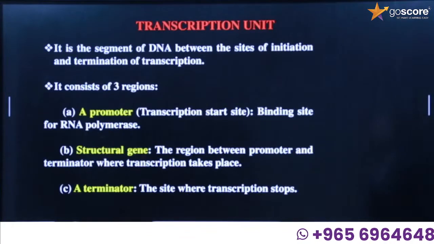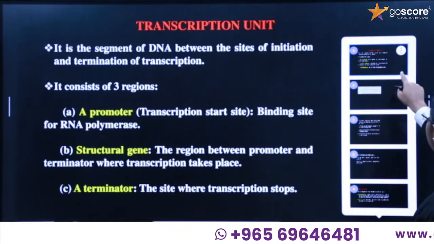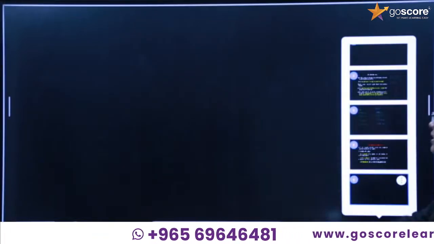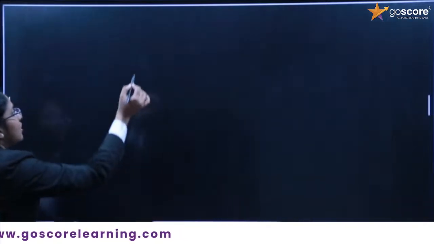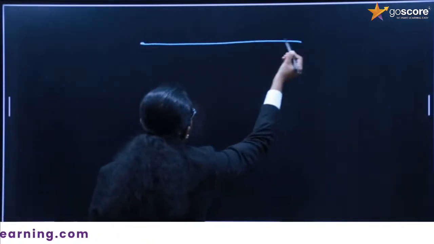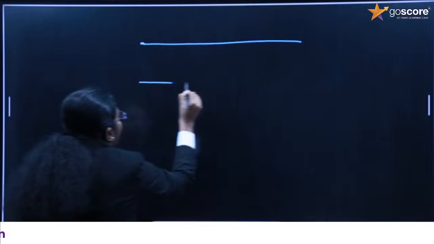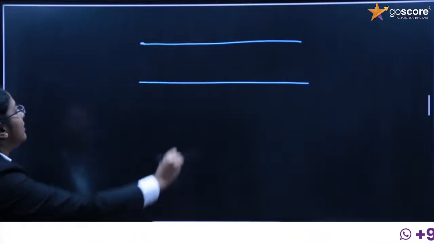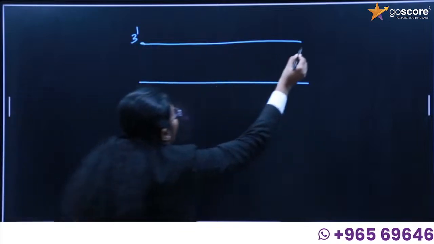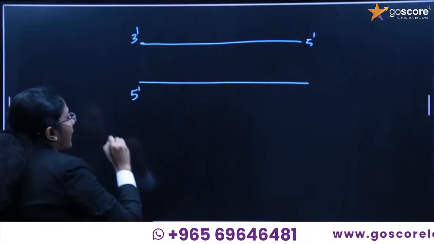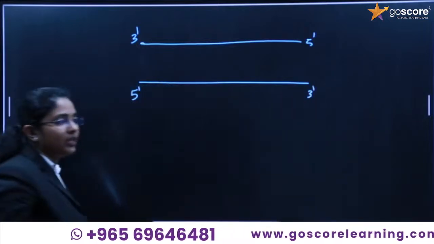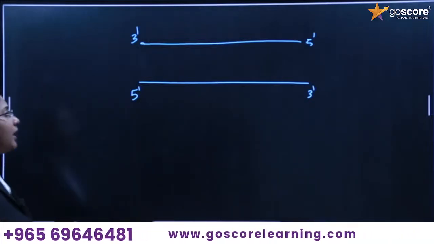Then, next one. What is the transcription unit? We have to learn about a transcription unit. Dear students, you know the structure of DNA. DNA is double-stranded. That also you know. So let's draw the structure of DNA here. We have one strand of DNA here and another strand of DNA here. Let's say this is the 3 prime, 5 prime strand, and this one will obviously be the 5 prime, 3 prime strand.